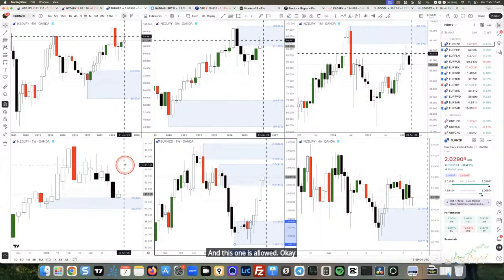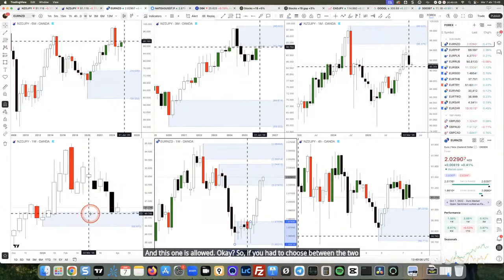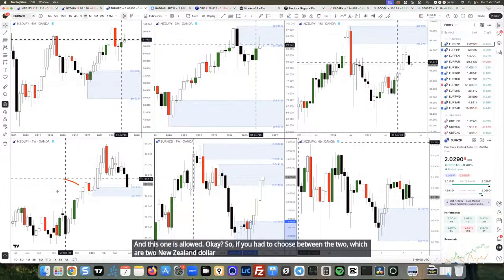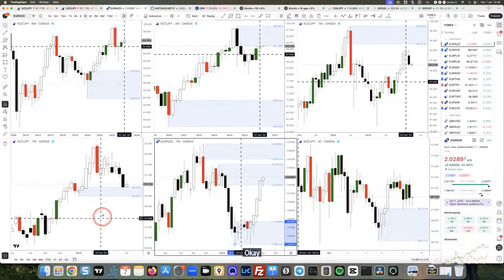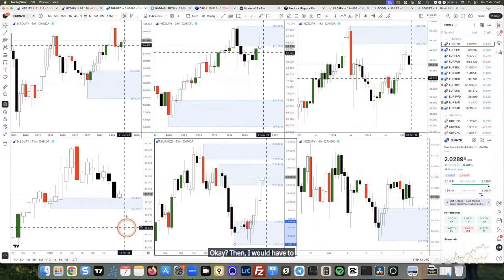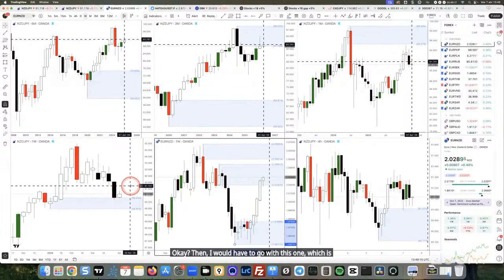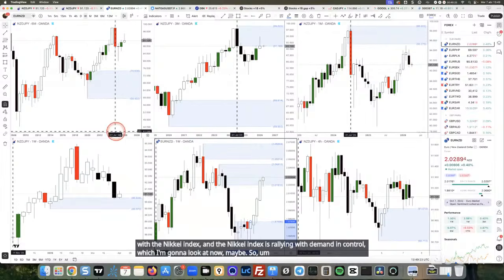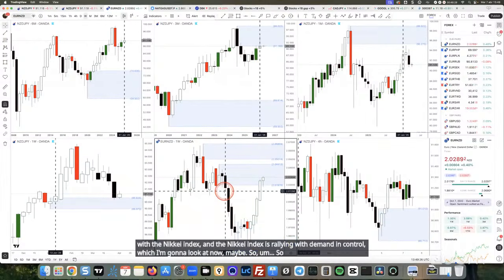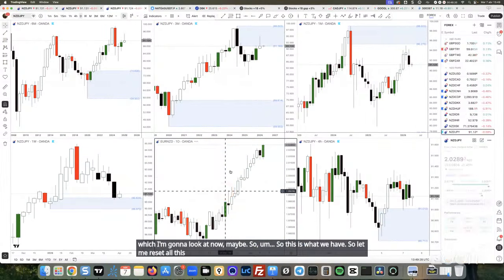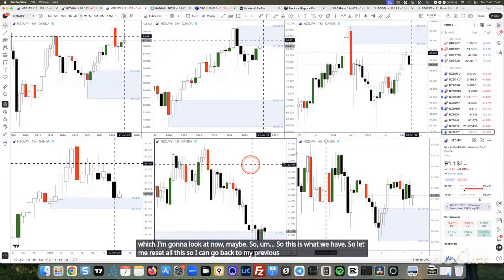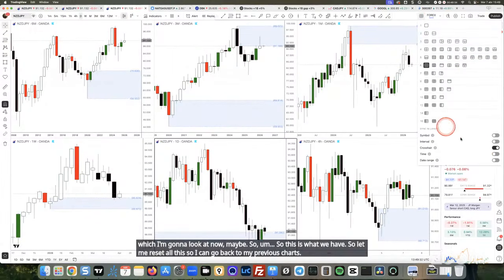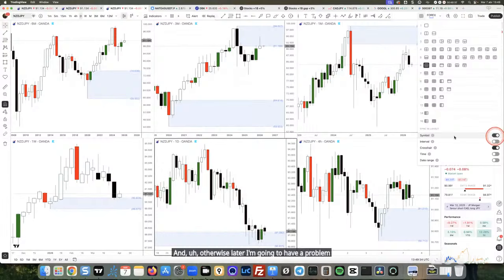Okay, so if you had to choose between the two New Zealand dollar pairs, I would have to go with this one, which is also highly correlated with the Nikkei index. And the Nikkei index is rallying with demand in control, which I'm going to look at now, maybe. So this is what we have. Let me reset all this so I can go back to my previous charts, otherwise later I'm going to have a problem.